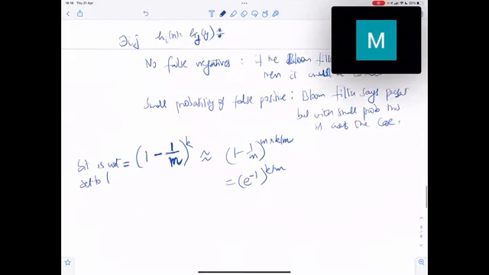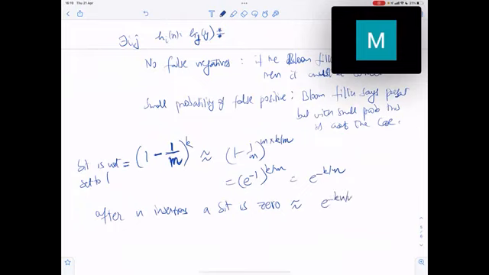So after n insertions, this is in a single insertion, correct? The probability that a bit is not set to 1 is equal to e to the power minus k by m. After n insertions, the probability that a bit is 0 is roughly equal to e to the power minus kn by m.